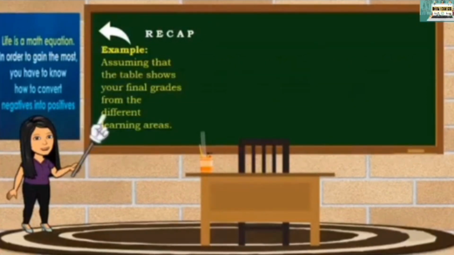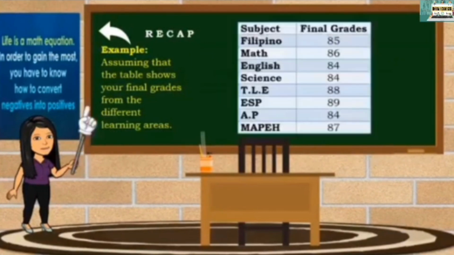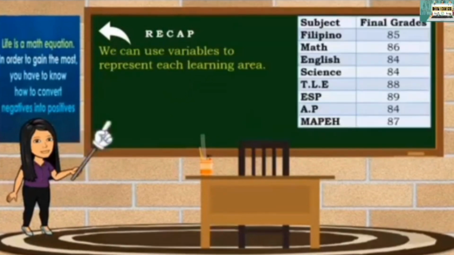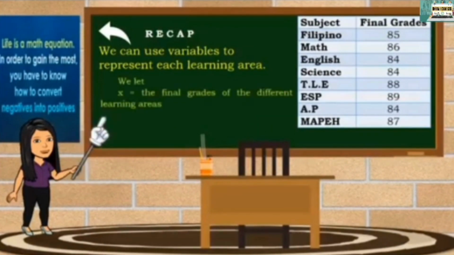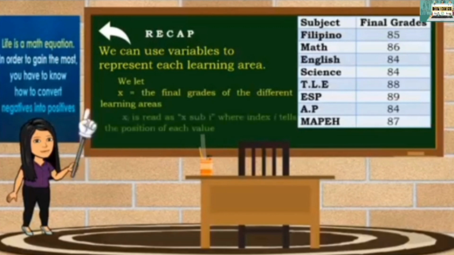For example, assuming that the table shows your final grades from the different learning areas, we can use variables to represent each learning area. We let X be the final grades of the different learning areas. This symbol is read as X sub i, where index i tells the position of each value.